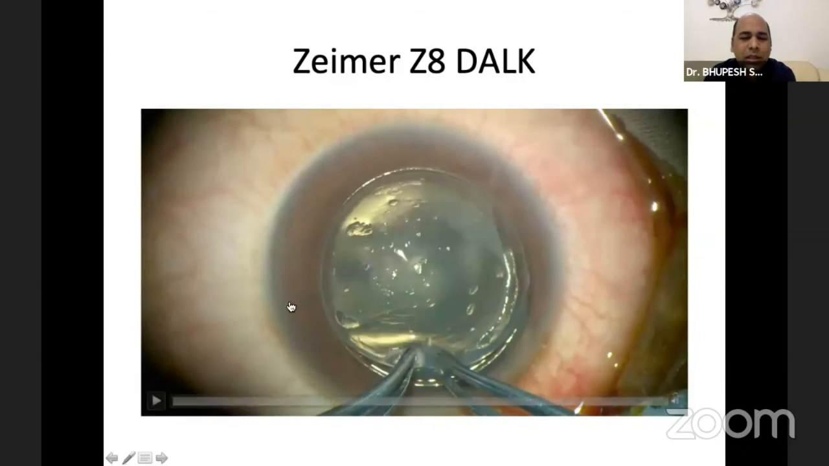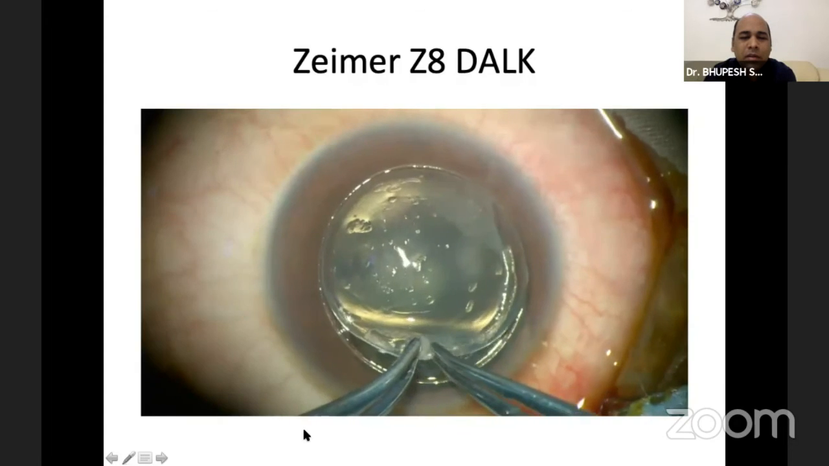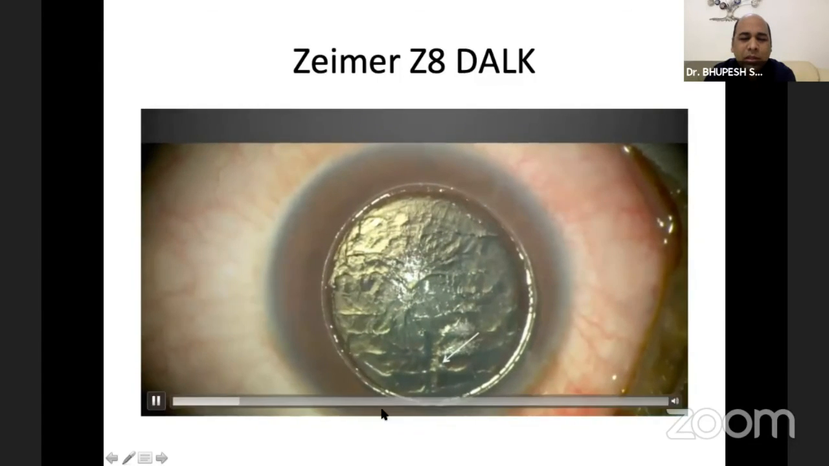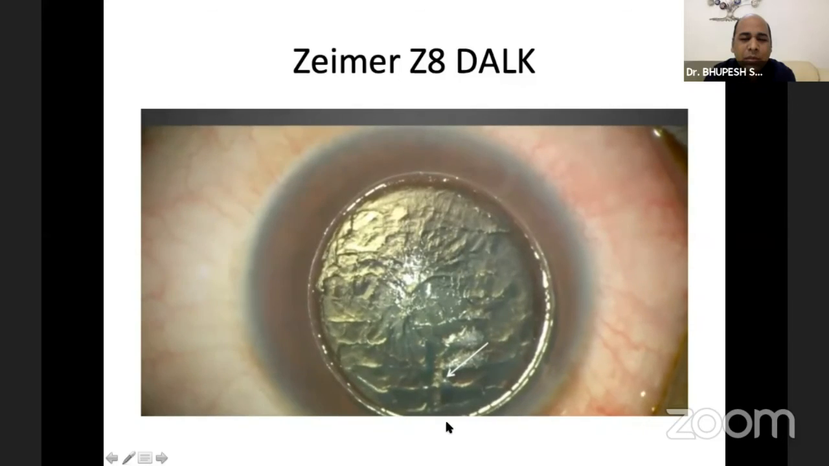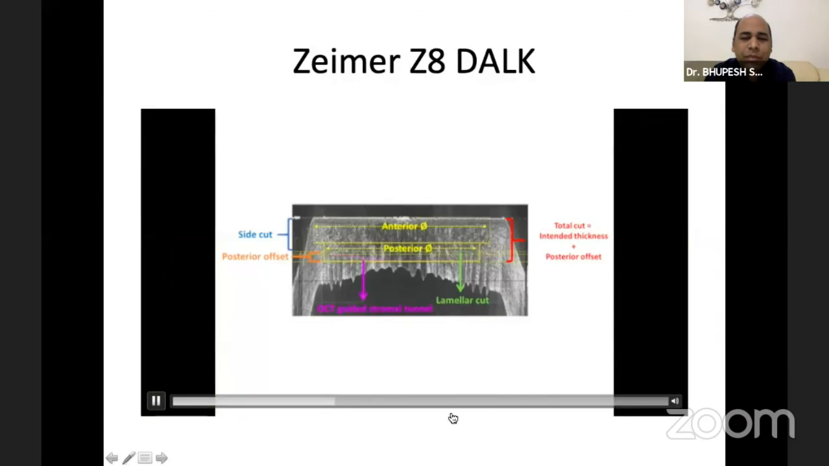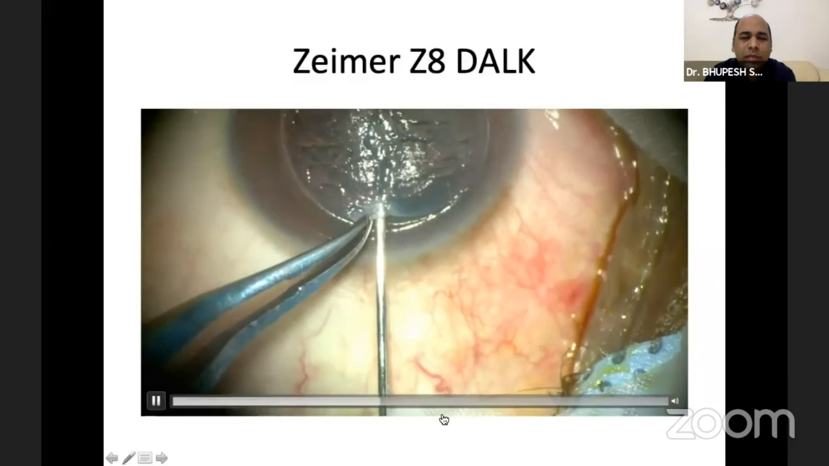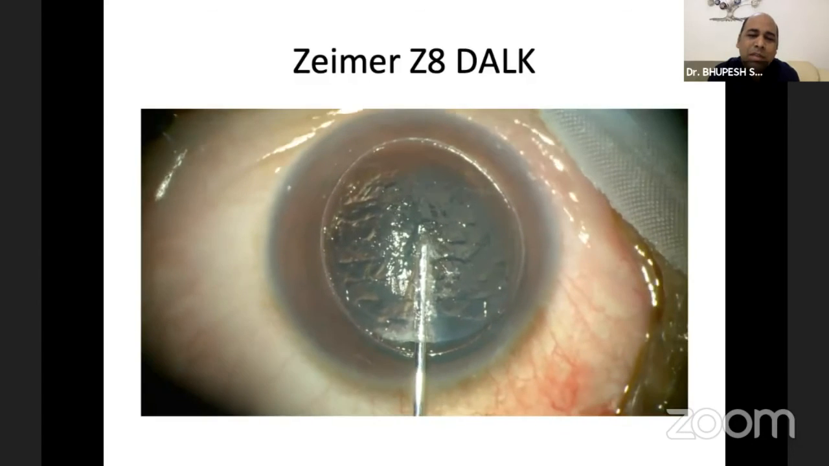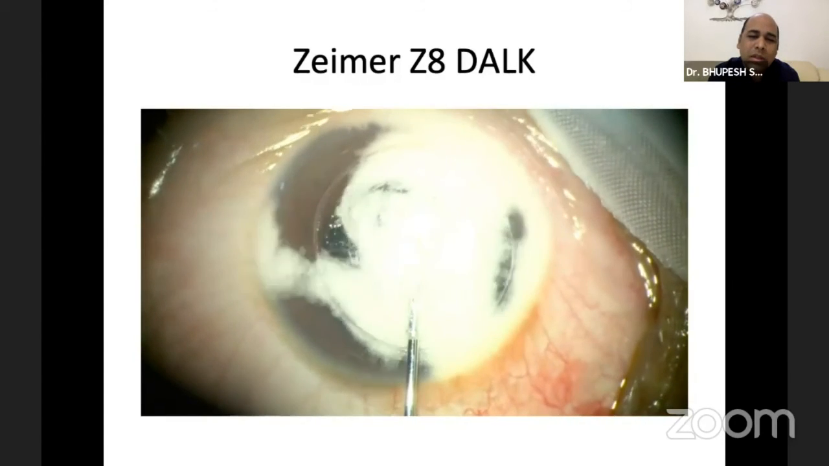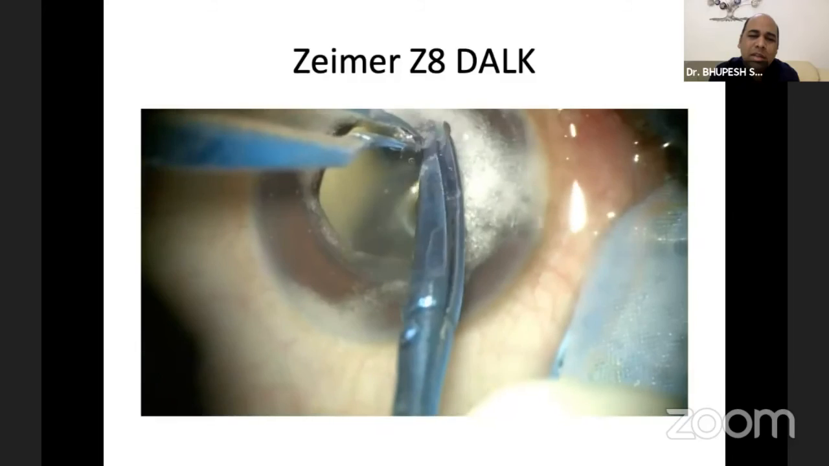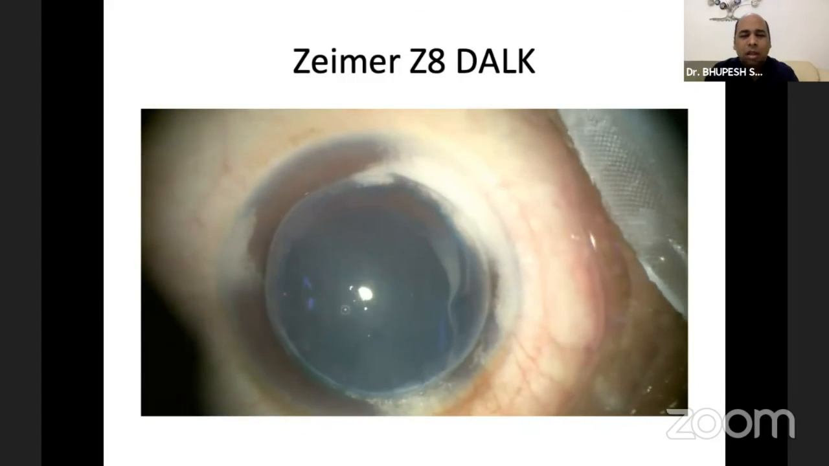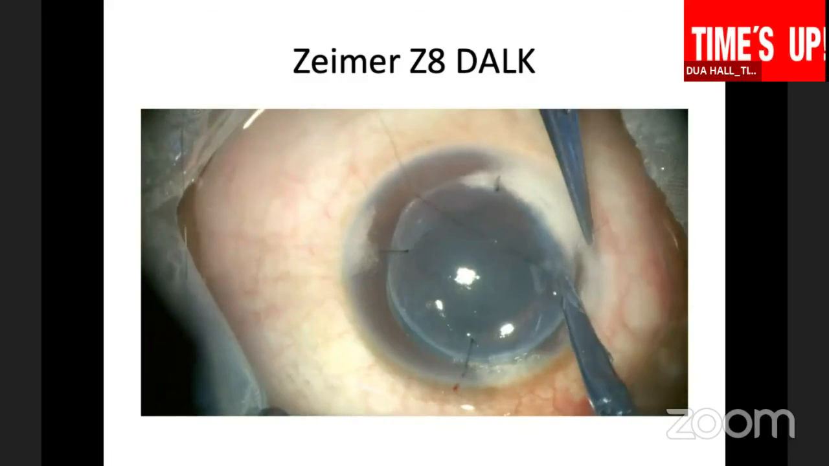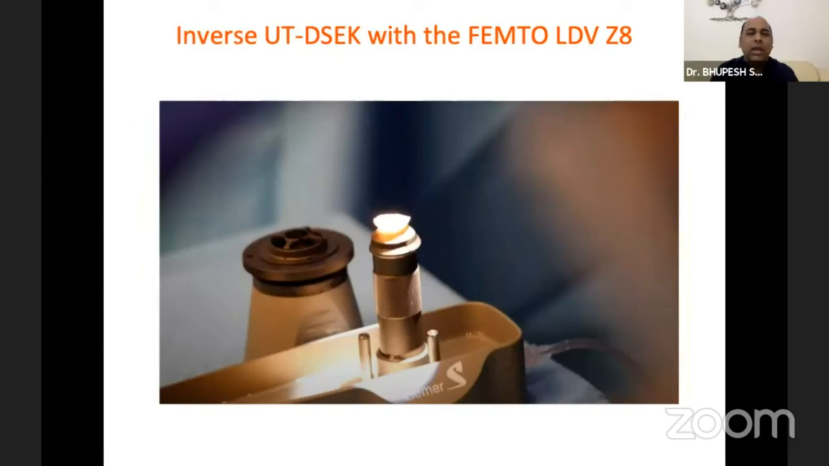This was another case done on this machine. So this is a lamellar cut made with femtosecond laser. You can see this is a tunnel made with the femtosecond laser. And then air is injected in the same plane. Chances of perforation is extremely rare with this software. And then air is injected, and then the dissection is done. The graft is sutured.